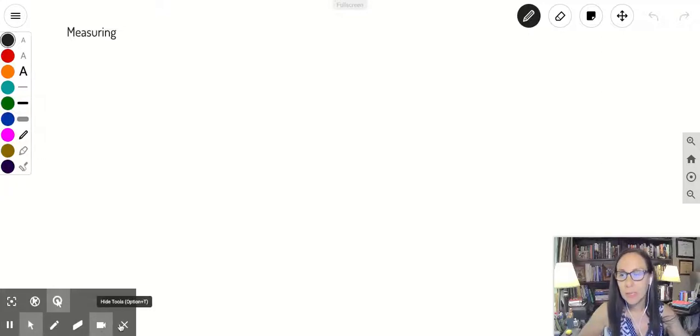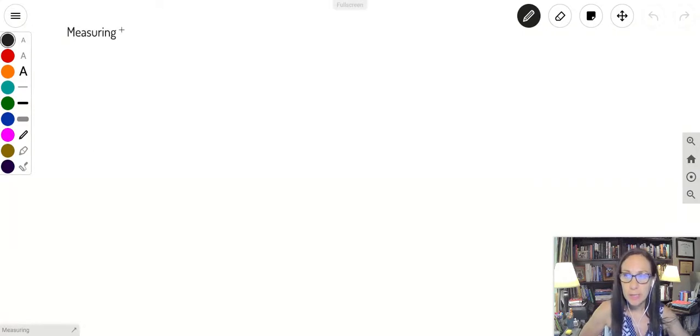Okay, hello. So today I am going to be talking about measuring, and this is a very important part of science: being able to measure something and get meaning from the measuring. So you never want to put a number without a unit. The number only has meaning once you put a unit on the number.